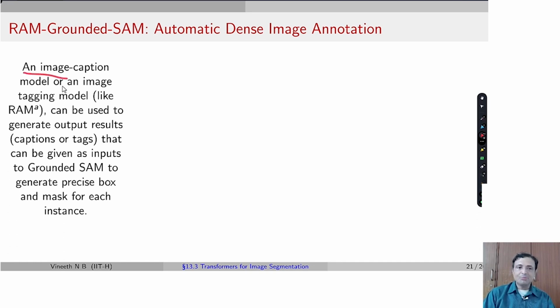An image caption model or an image tagging model, an example of that could be RAM, can be used to generate output results like captions or tags, which can then be fed as inputs to Grounded SAM to generate precise box and mask for each instance. Please keep in mind that when we say we give these as inputs to Grounded SAM, it's similar to giving input to Grounding DINO, getting those bounding box outputs and then feeding that into SAM.